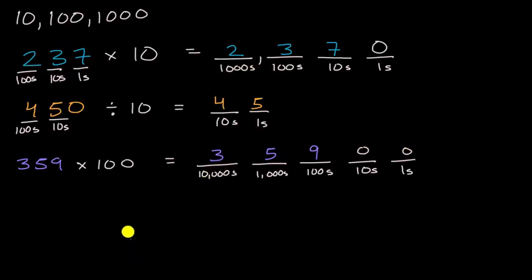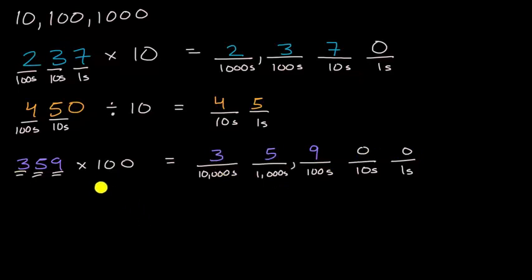And so what we see happened is all of the digits shifted 2 places to the left. What was in the ones place is now in the hundreds place. What was in the tens place is now in the thousands place. And what was in the hundreds place is now in the 10,000s place. And so this product is 35,900.